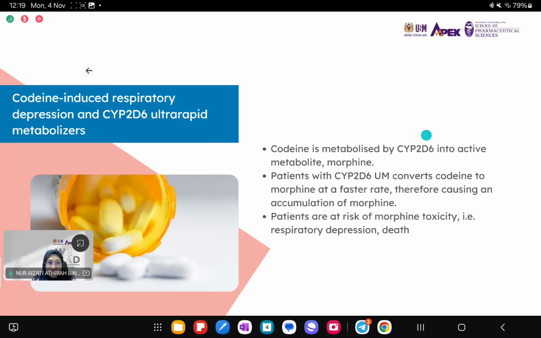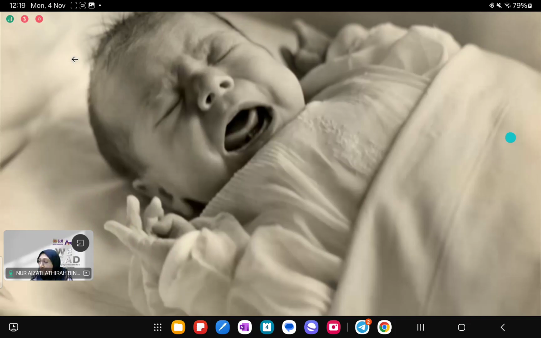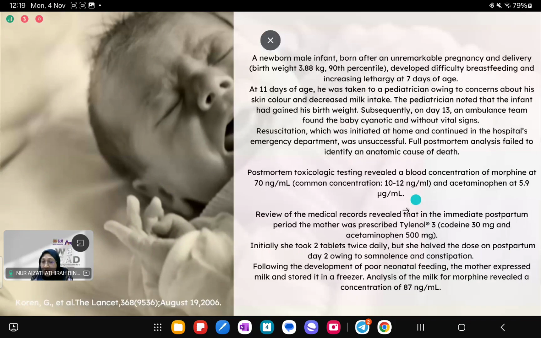Another type A ADR is codeine-induced respiratory depression and CYP2D6 ultra-rapid metabolizer. If you can remember, ultra-rapid metabolizer is a multiplication of the *1, the wild type. Can you read this case? I give you 1 minute to read.